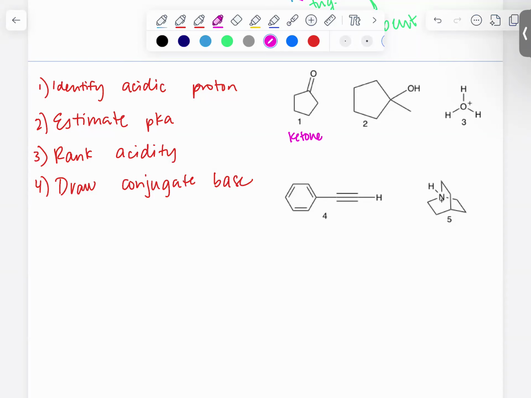Is a double bond a proton? So can the double bond be a proton? No. Okay. There are hydrogens on this molecule.